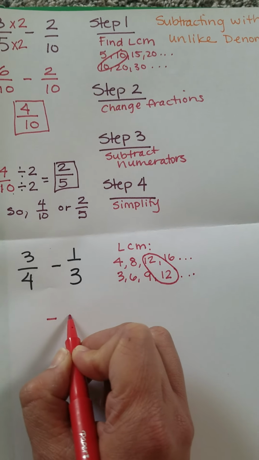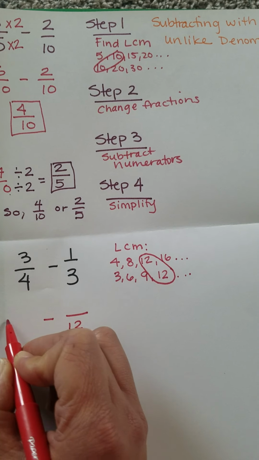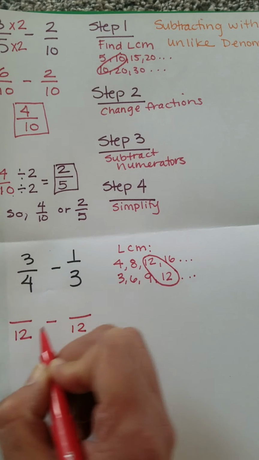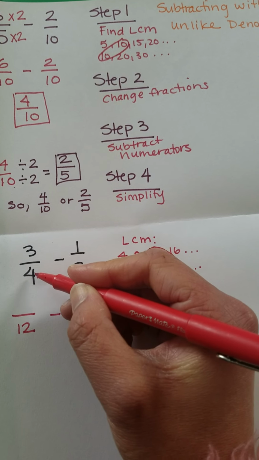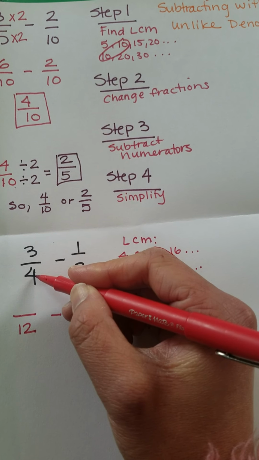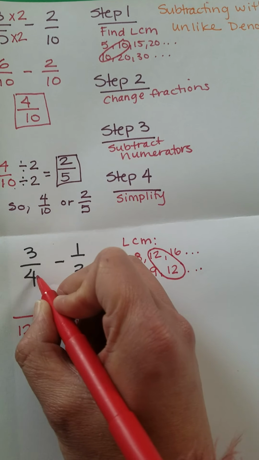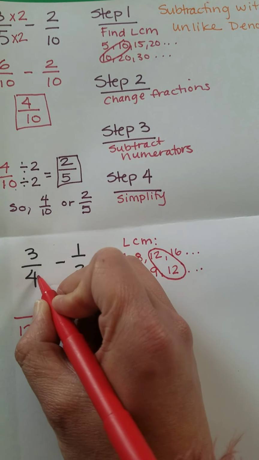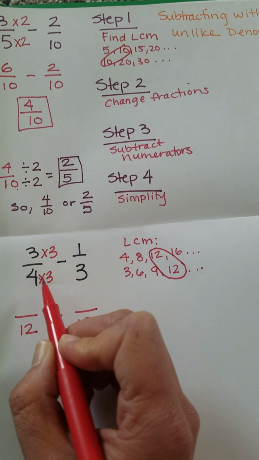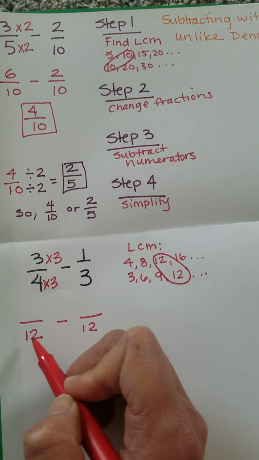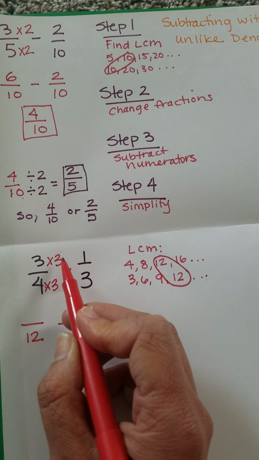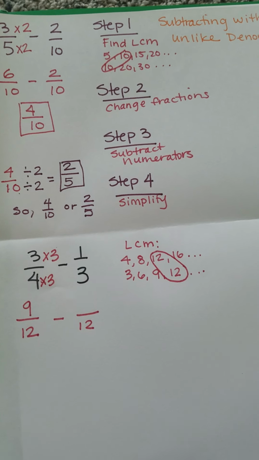So I'm going to go ahead and put a 12 in the denominator because I know that's what I need. And I'm going to look at my first fraction. What do I need to multiply to this 4 to get that 12? Well, 4 times 3 is 12. Whatever you do to the bottom, you do to the top. Now I can multiply across. 4 times 3 is 12. 3 times 3 is 9. So we just changed our first fraction.